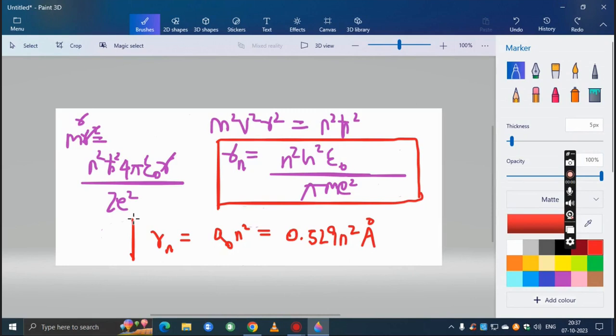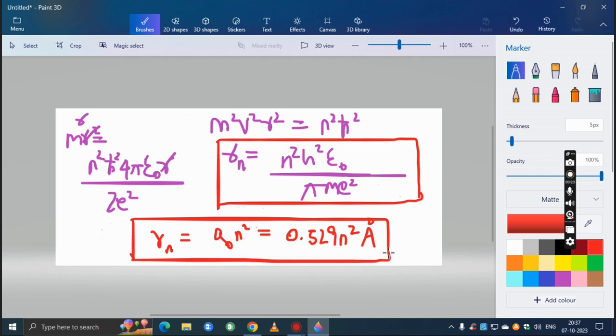In the next video we are going to calculate the velocity of an electron in the nth shell, just like how we did for the radius. And it's a pretty easy one because we already know r, and with the help of this r we can calculate v sub n very easily. So we're going to do that in the next video.